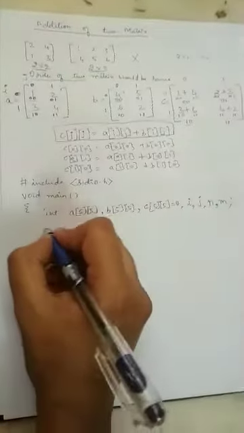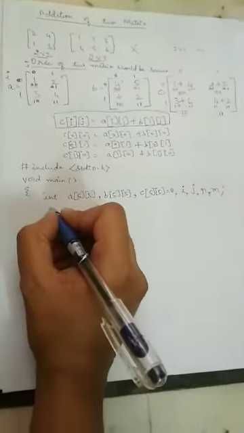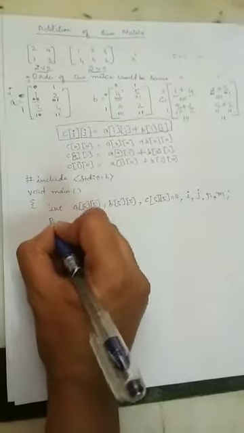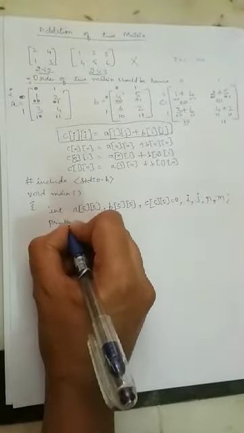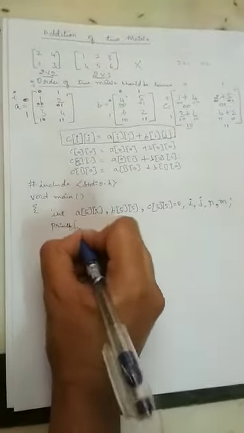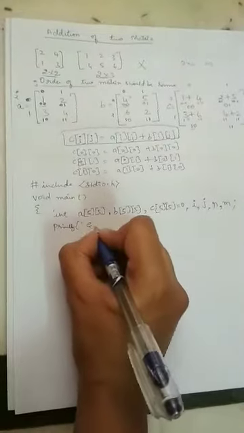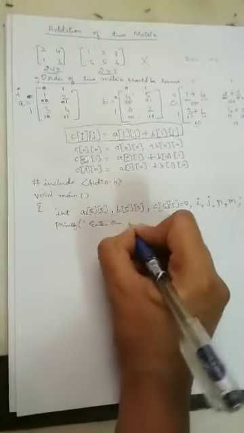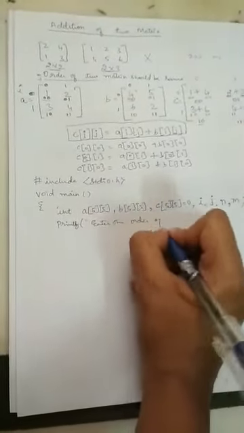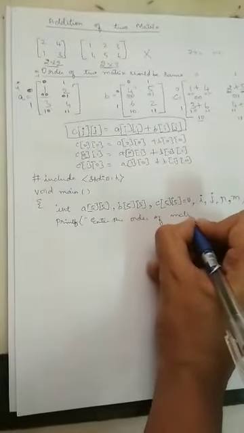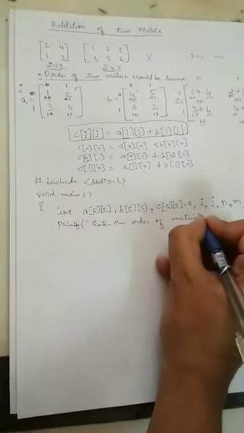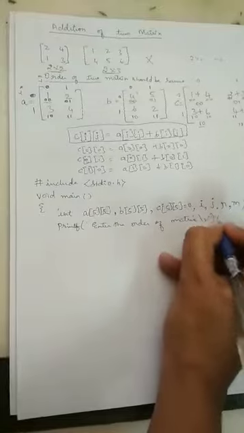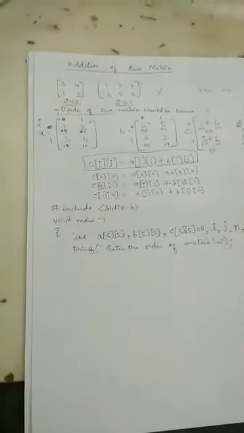So what is our first task? First we have to read the order of the matrix. So printf, enter the order of the matrix, slash n of course. So enter the order of the matrix.